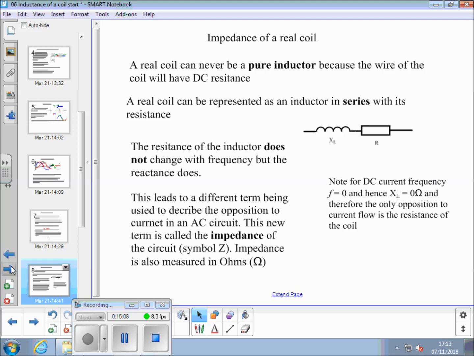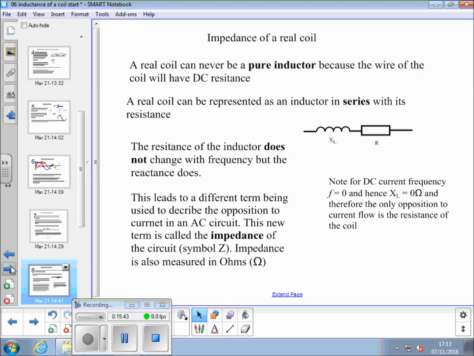Now, impedance of a real coil. It's not realistic to have pure inductance. A real coil can never be a pure inductor because the wire of the coil will have a DC resistance. That's what we measured, 6.8 ohms, I think it was. A real coil can be represented as an inductor in series with its resistance. The resistance of the inductor does not change with frequency, but the reactance does.